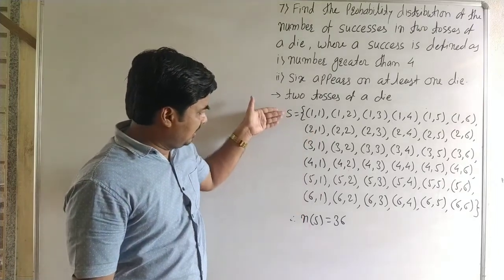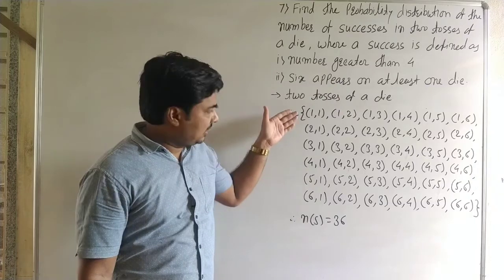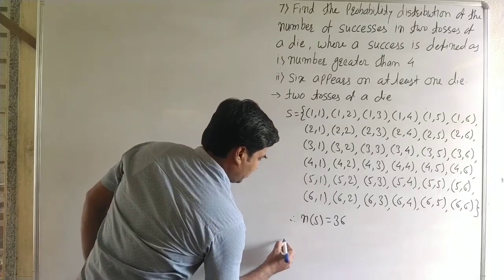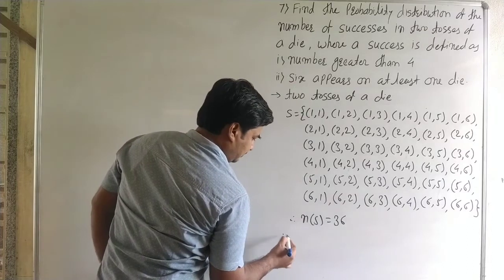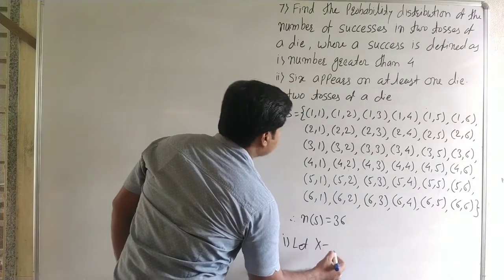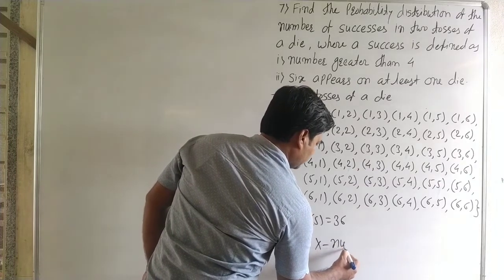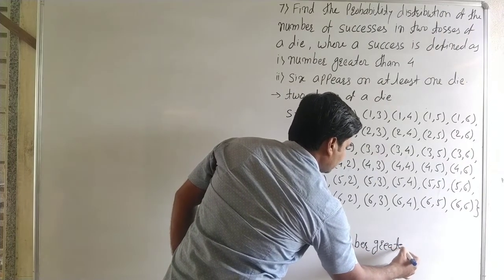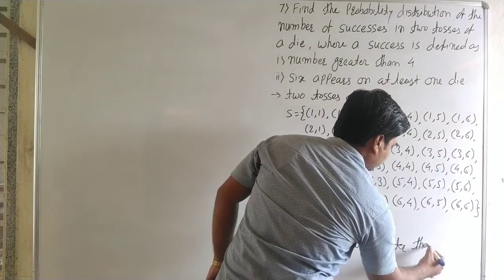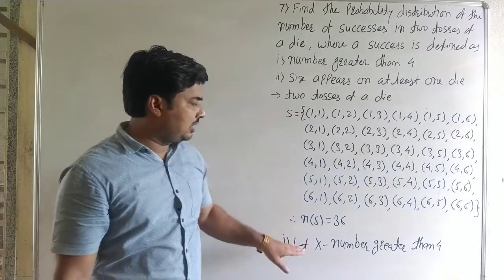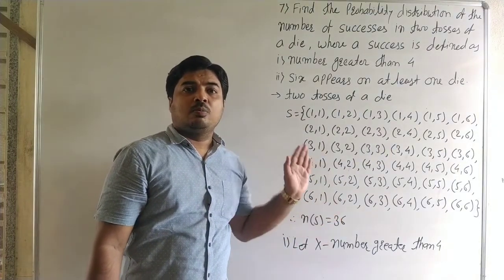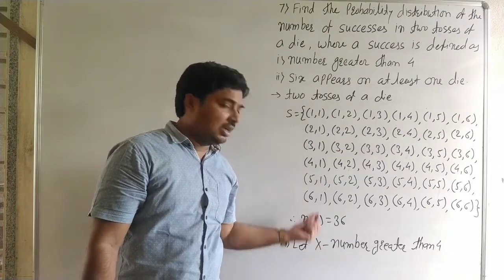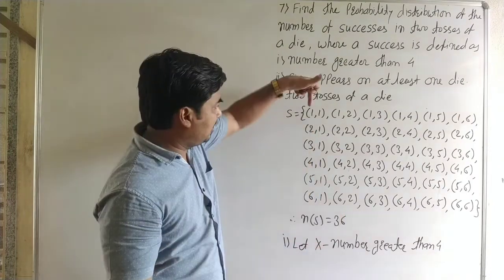Now when a die is tossed 2 times, there are 36 possibilities. Now the first question: let the random variable x be the number greater than 4. See carefully, number greater than 4 means 5 and 6. A random variable is a real number associated with each outcome of a sample space. Here there are 36 outcomes.